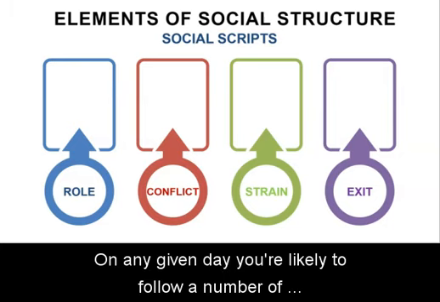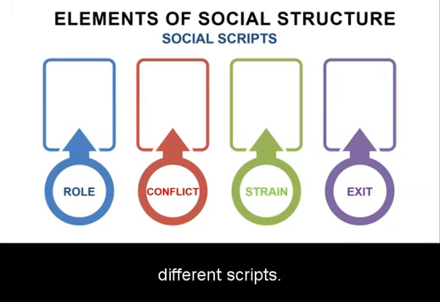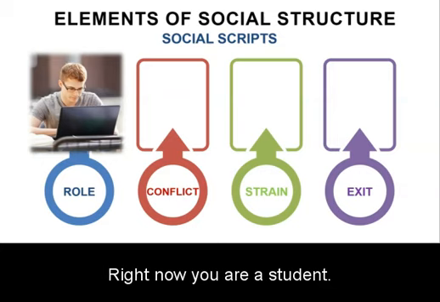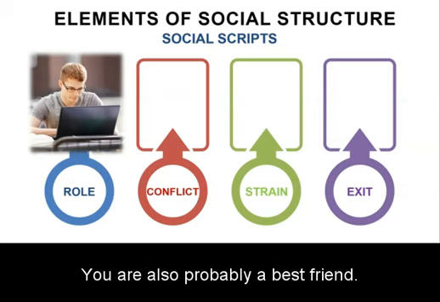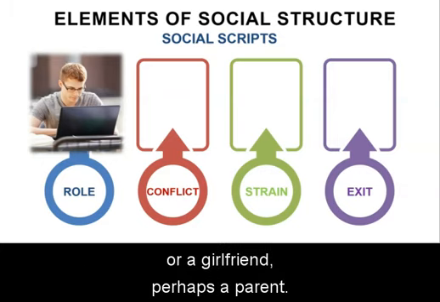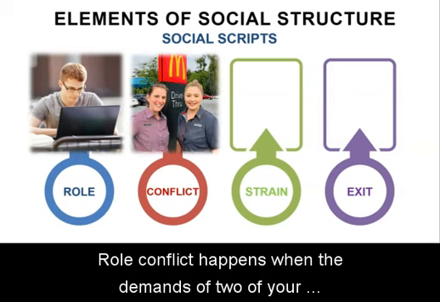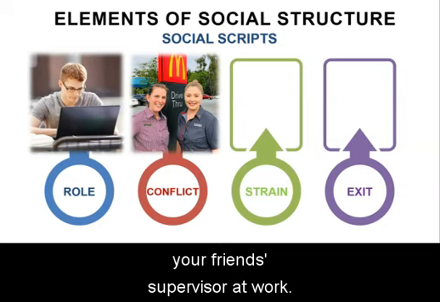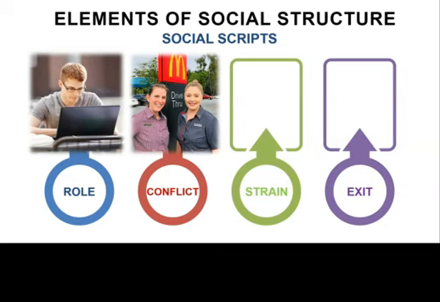On any given day, you're likely to follow a number of different scripts. Social roles, for example, involve different social scripts. Right now, you are a student. You are also probably a best friend, perhaps an employee, a boyfriend or a girlfriend, perhaps a parent. Role conflict happens when the demands of two of your roles conflict. For example, when you are your friend's supervisor at work.